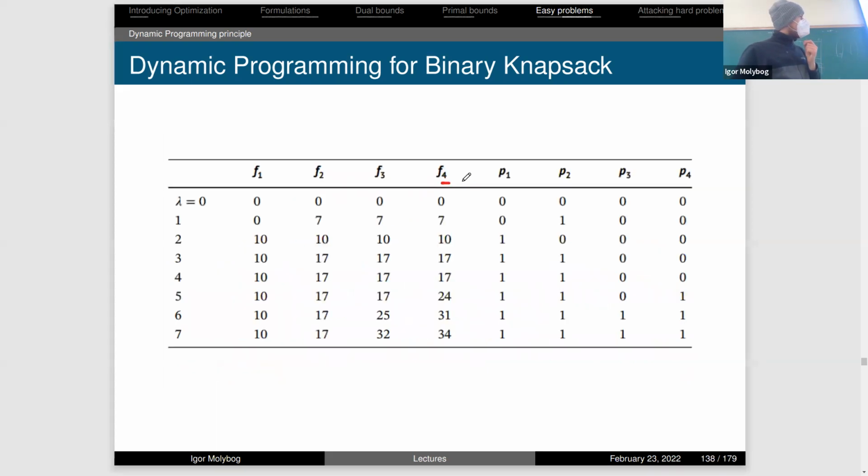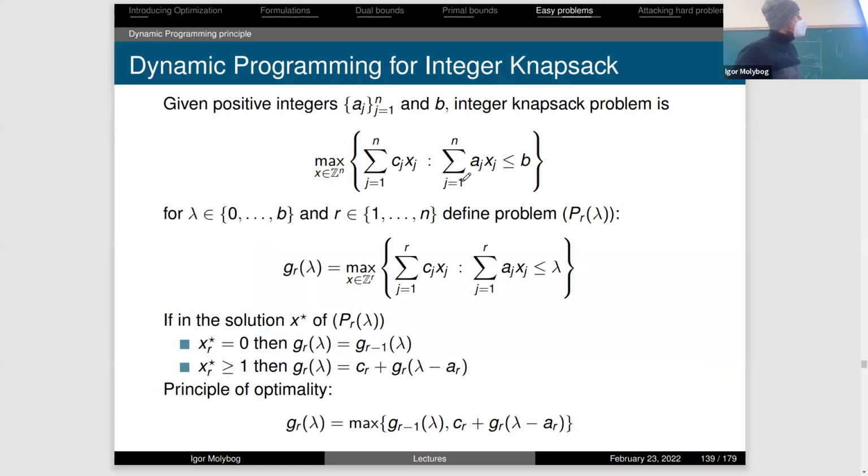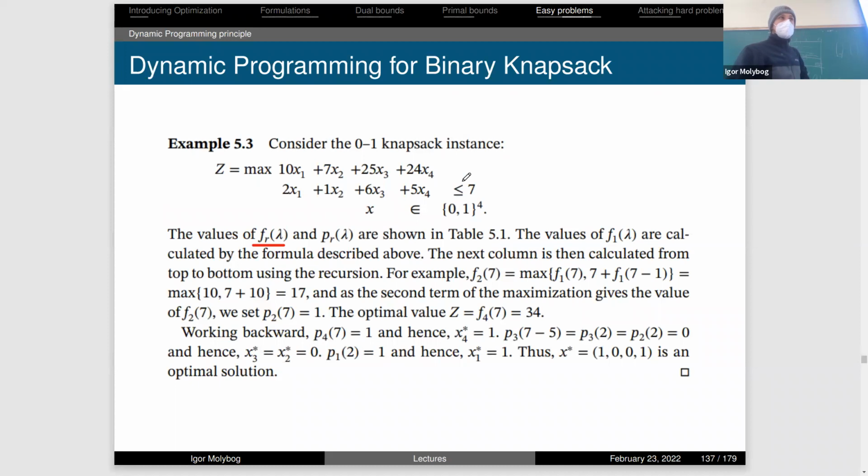I just want to say here that the size of this table is going to be n by b, and since the number of bits that are necessary to write down b is log of b, this algorithm is in fact exponential in b. But since we have put a constraint on the size of b, we have a constraint on the number of bits that we need to write down this problem, and so we are good. We actually can solve this problem polynomially as soon as b is assumed to be small. Any questions here regarding this example?